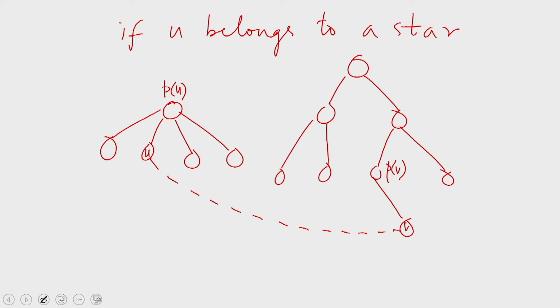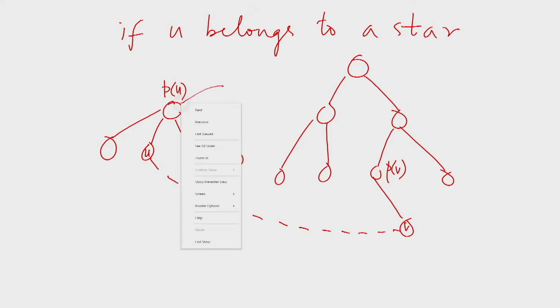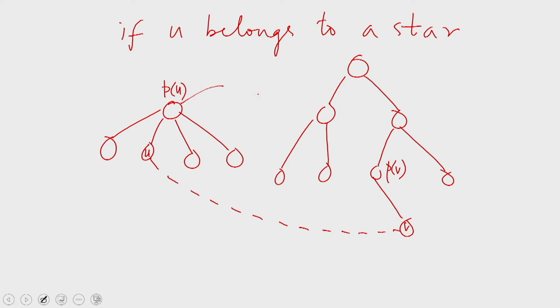If that is the case, we make p of u. Right now p of u is pointing to itself. This we remove and then make p of v the parent of p of u. So this star ends up being a part of this tree.